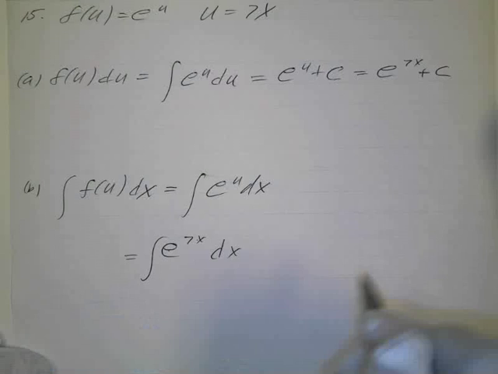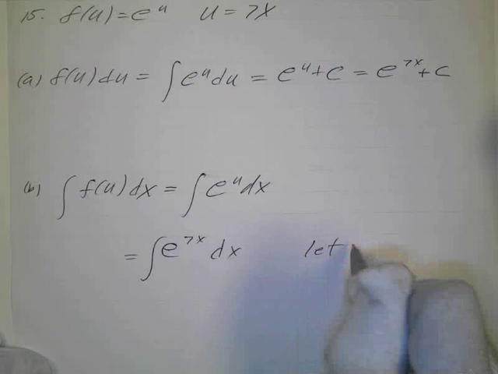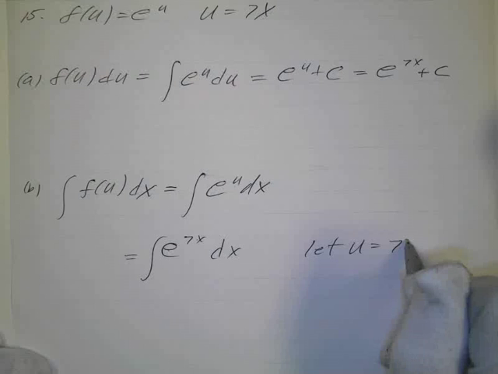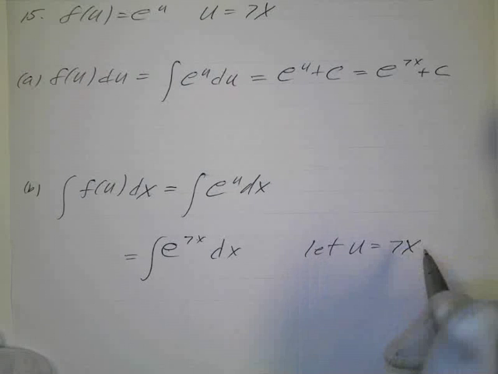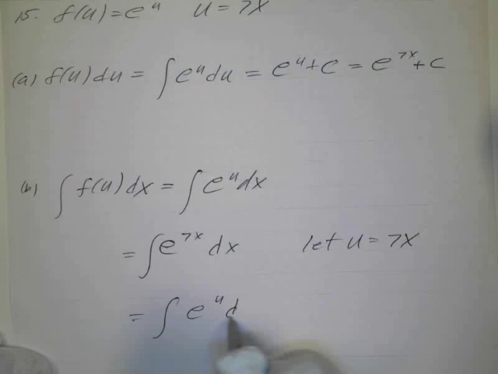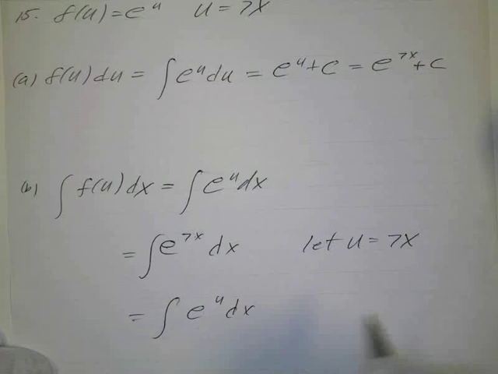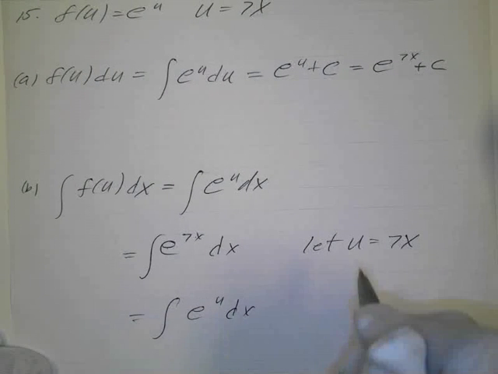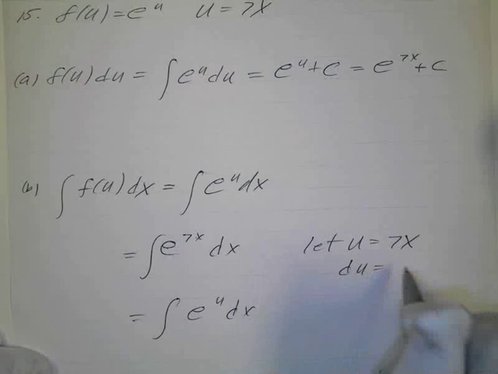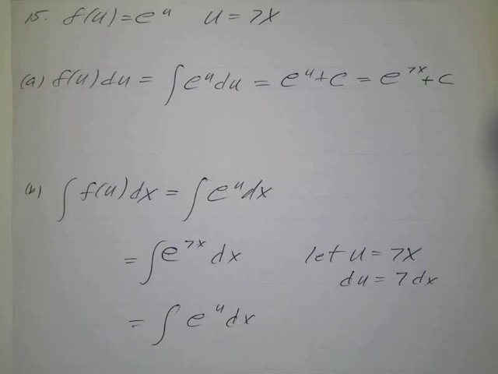So I'll rewrite this. First of all, I'm going to let u equal 7x. So this is a little different than the other u, so I hope that doesn't bother you. So let u equal 7x. And I'll write this as the integral of e to the u dx. Now these don't match, so now I'm going to have to find out what dx is. So I'll take the derivative of this. So du equals 7dx. And I almost have a match, like I was doing earlier.